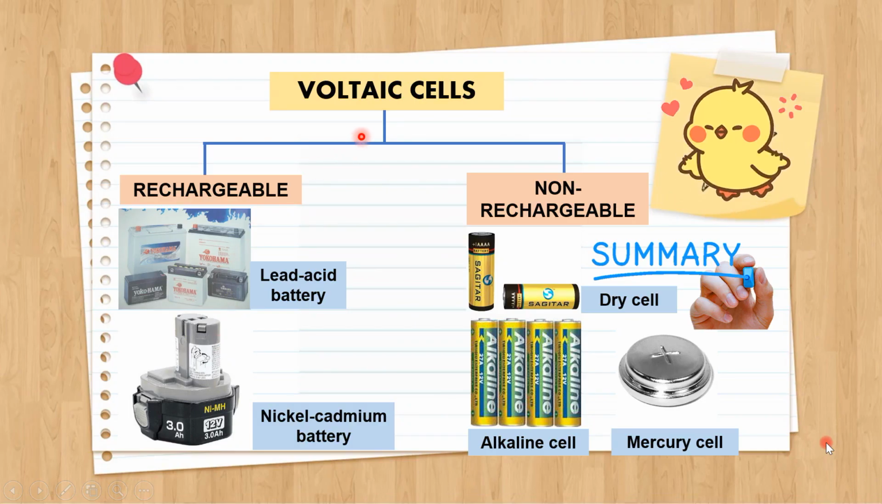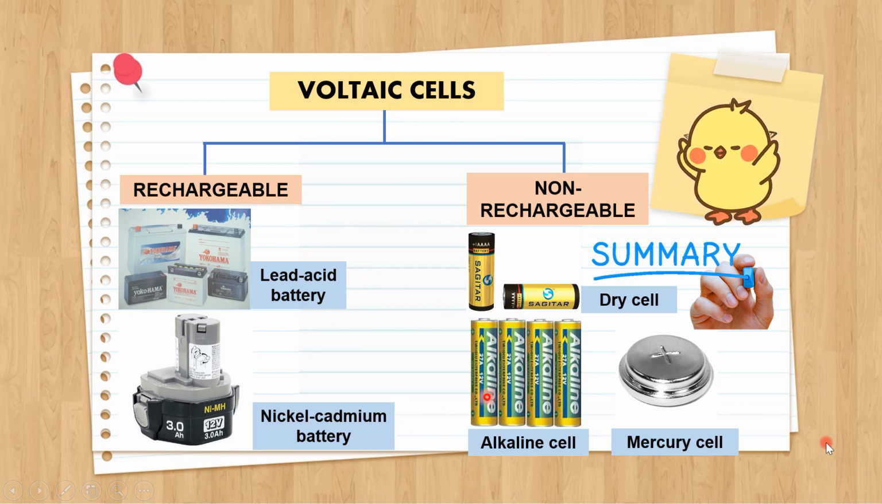Because the E cell is greater than 0, therefore the reaction is spontaneous. Alright, so here is the example of a type of cell, rechargeable and non-rechargeable. For rechargeable, the examples are lead acid battery and nickel cadmium battery, whereas for non-rechargeable, examples are dry cell, alkaline cell and mercury cell.